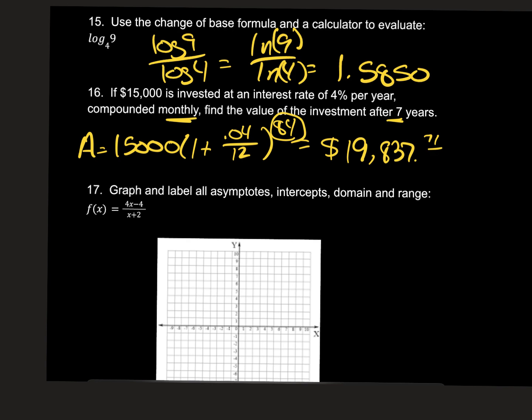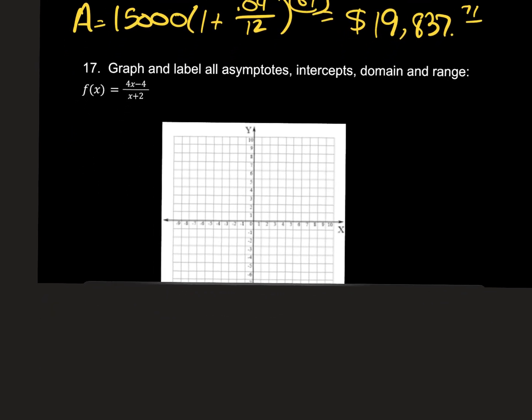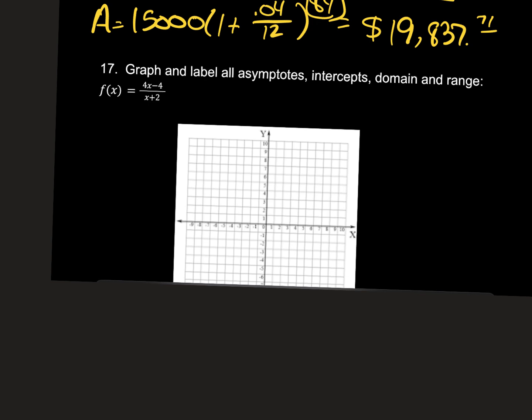All right, number 17. Graph and label all asymptotes, intercepts, domain and range, all that stuff. Factor first. It's been a while since we've done this. Take a 4 out of the top. That gives x minus 1. My denominator is x plus 2. So here we go. Vertical asymptote, whatever makes the bottom 0, which is -2.